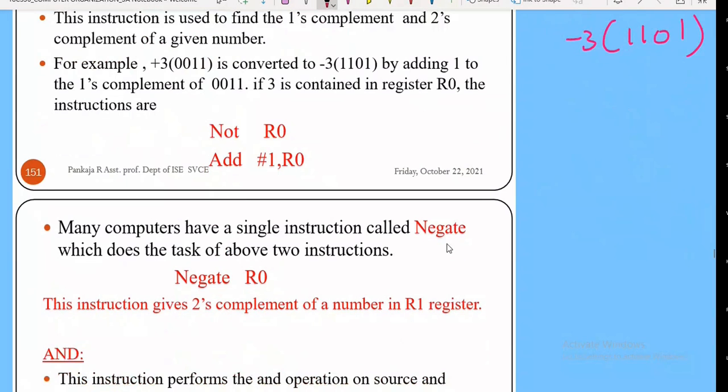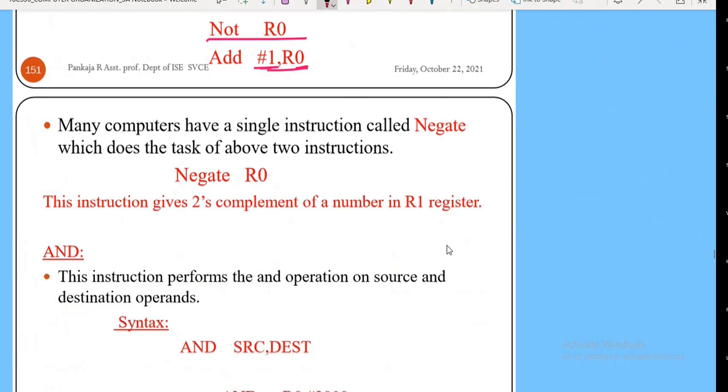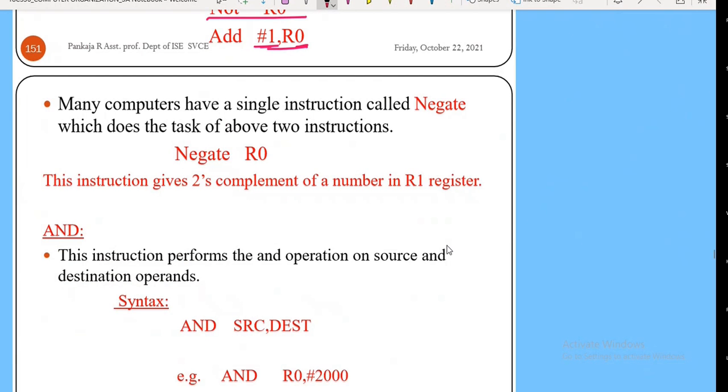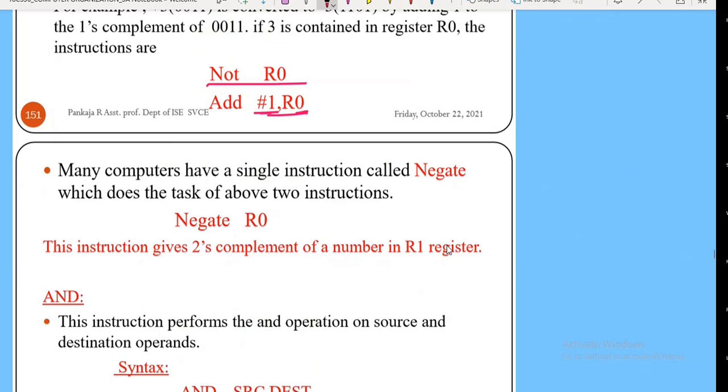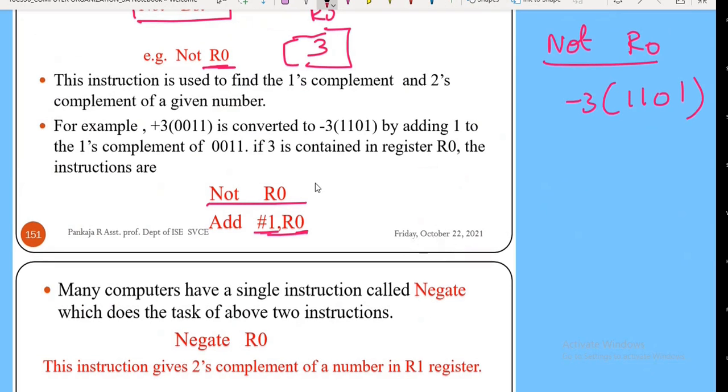And if you want to do two's complement, first you are going to negate and then you are going to add 1 to that register content. NOT of R0 means it is one's complement. And if you add 1 to this one's complement, it becomes the two's complement number.